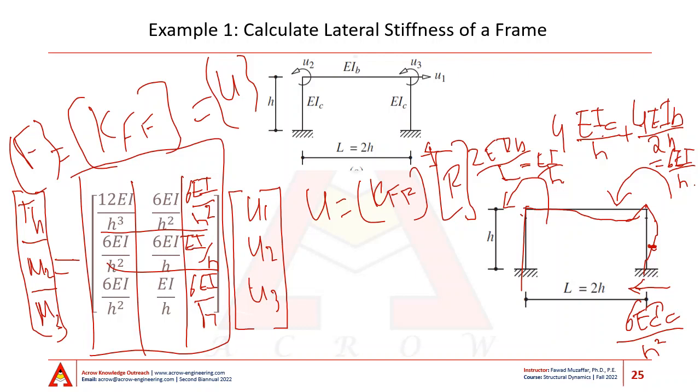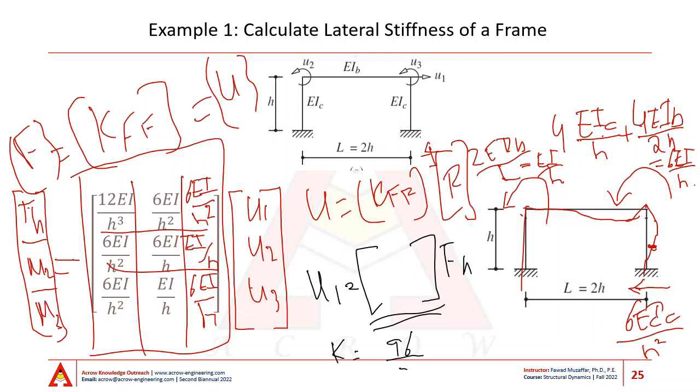And then if I correlate my U1 with my FH, what I'll have is a row vector here, and that is my lateral stiffness. Chopra actually does this, and he gets a value of K equal to 96 over 7 EI over H cube.